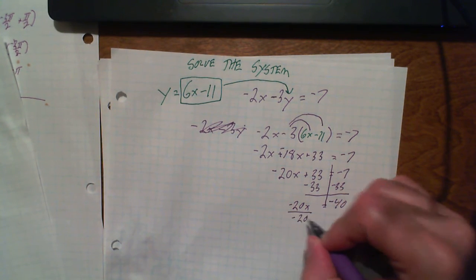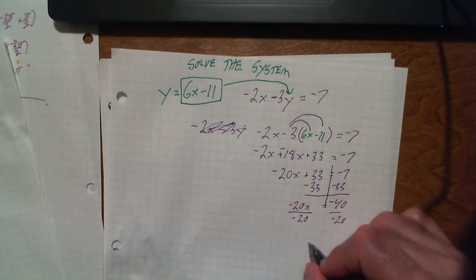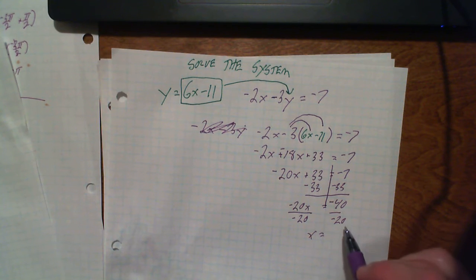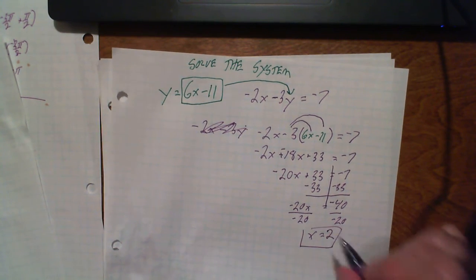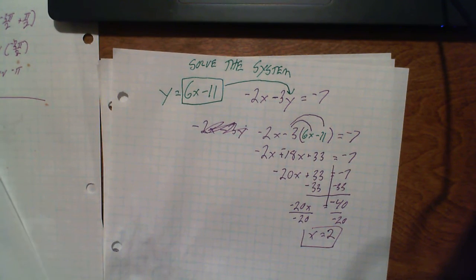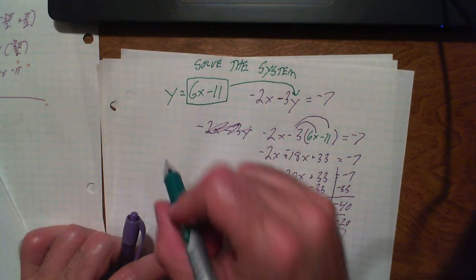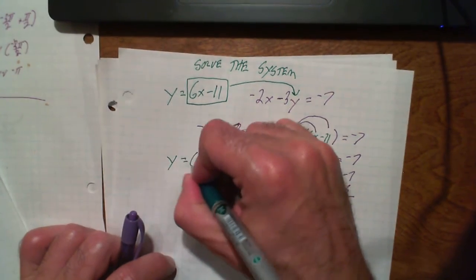Divide by negative 20. X equals negative 40 divided by negative 20, which is positive 2. Now I've got to solve for the y. So plug it into the equation. This one will be the easier one. So let's plug it in that.